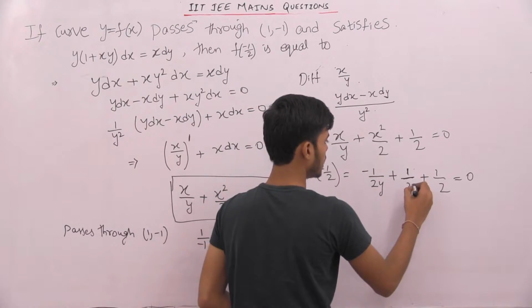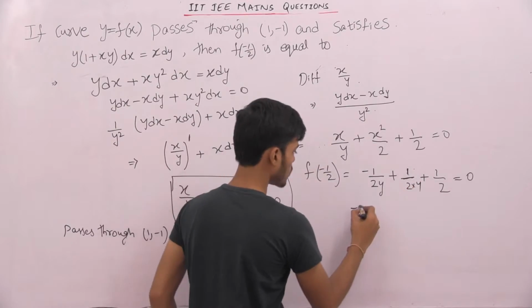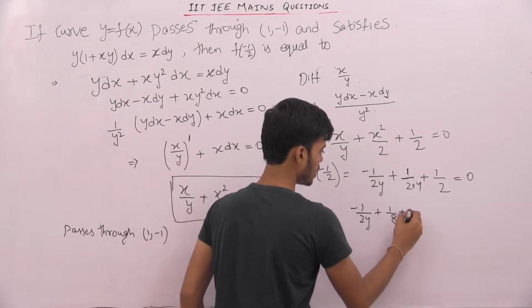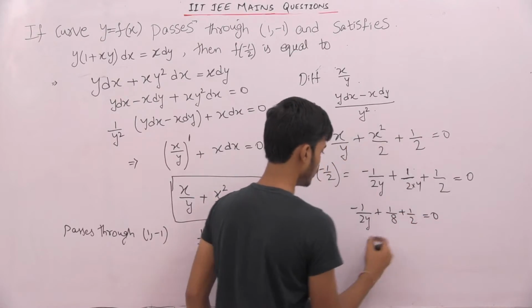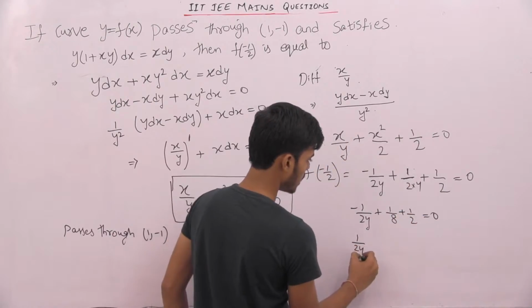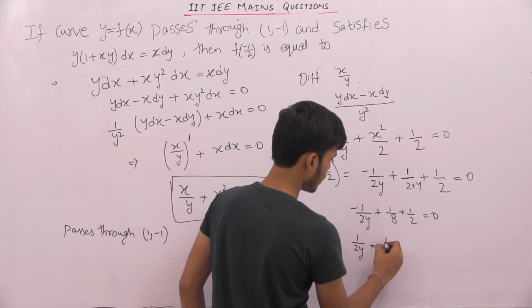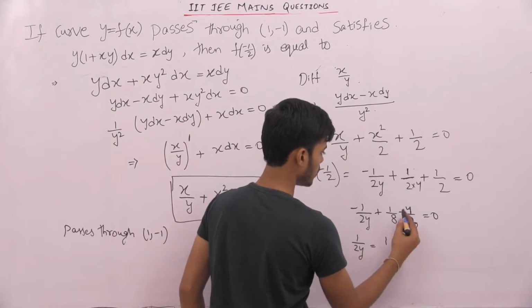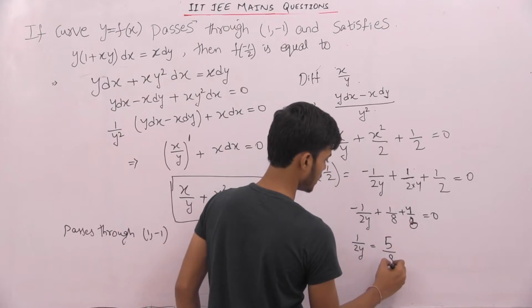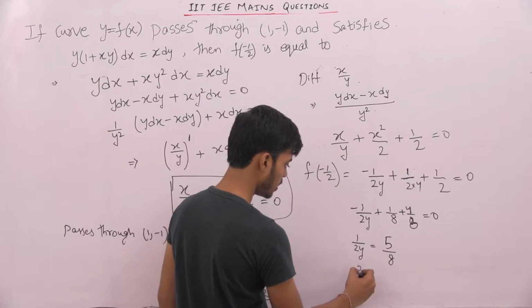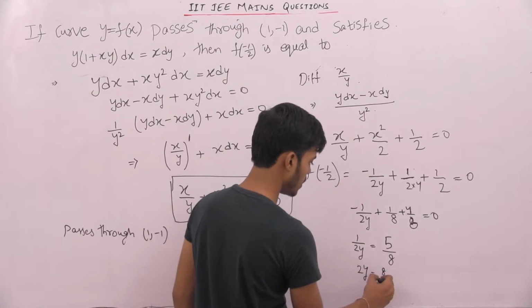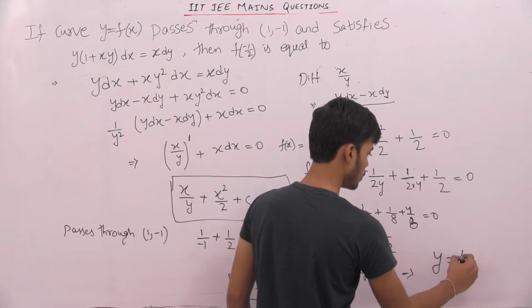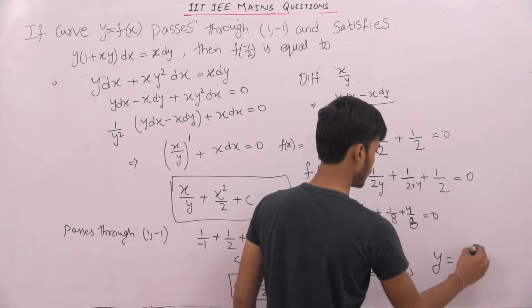On squaring it, it gives us 1 by 4. So minus 1 by 2y plus 1 by 8 plus 1 by 2 is equal to 0. So 1 by 2y is equal to 5 by 8. Reciprocating, 2y is equal to 8 by 5, which implies y is equal to 4 by 5.